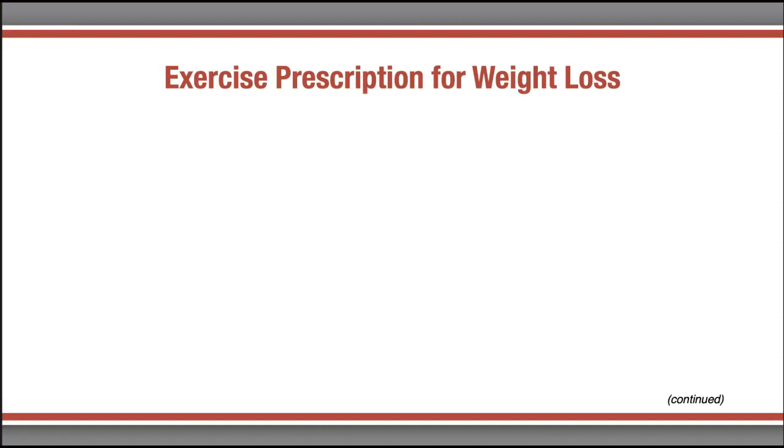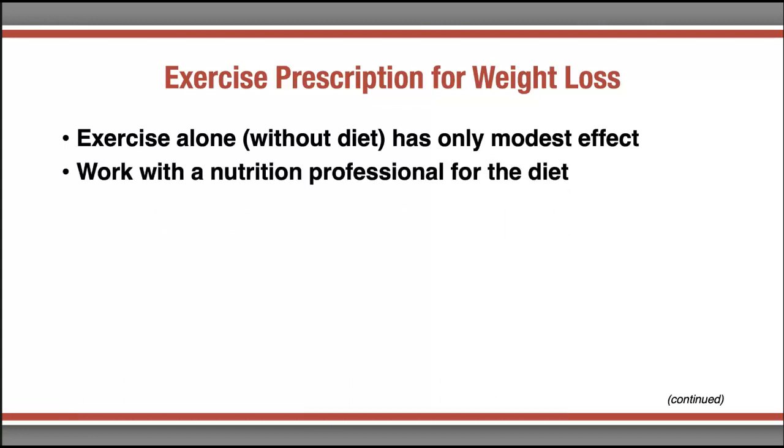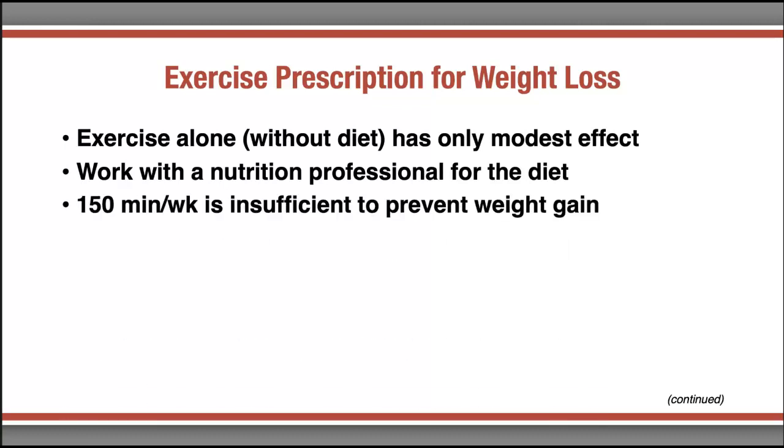All right, so with an exercise prescription for weight loss, exercise by itself without diet only has modest effects. Now, when you're young, it can make a bigger difference. When you cross that threshold of about 30, exercise doesn't do as much for some reason. It's partially because your metabolism slows down a little bit. Most of your clients are probably not going to be college students with high metabolisms. So working with a nutritionist would be the best way to get a professional for that kind of diet.